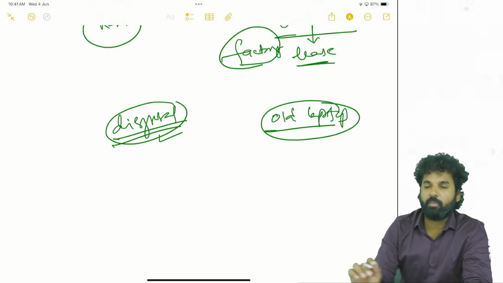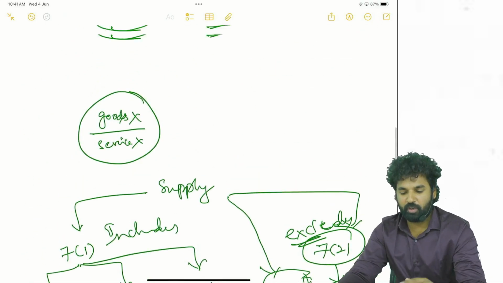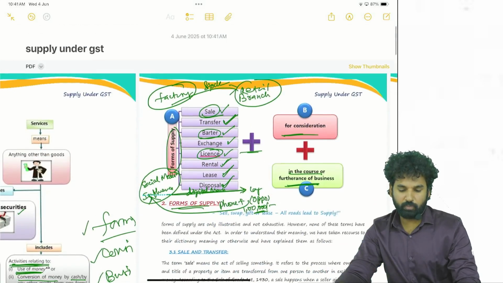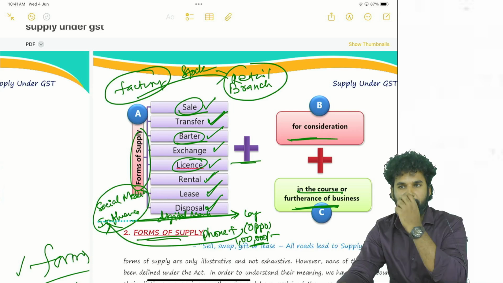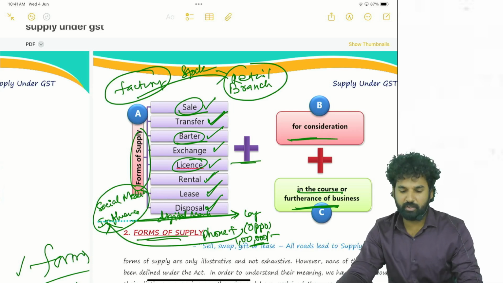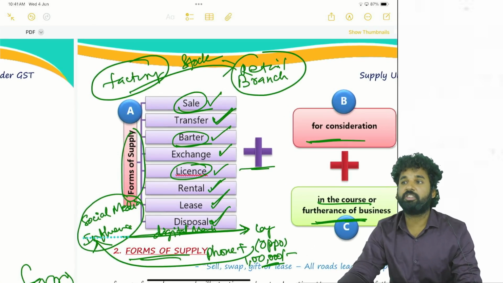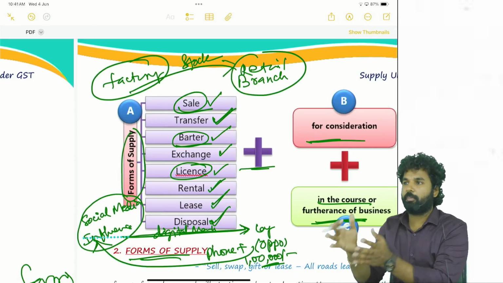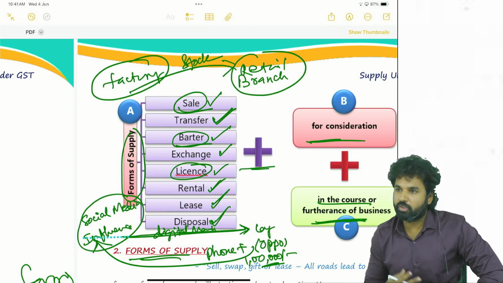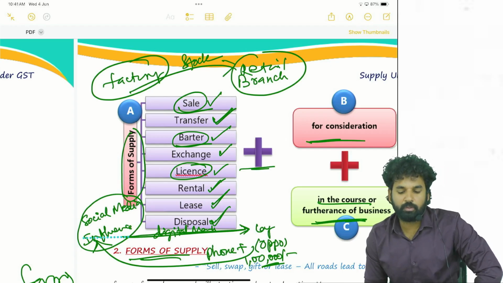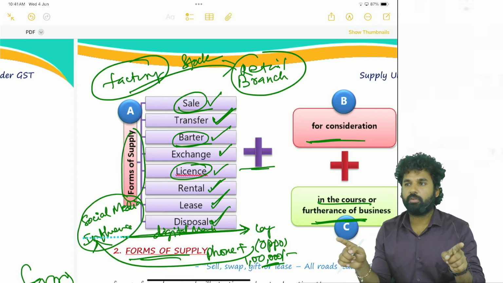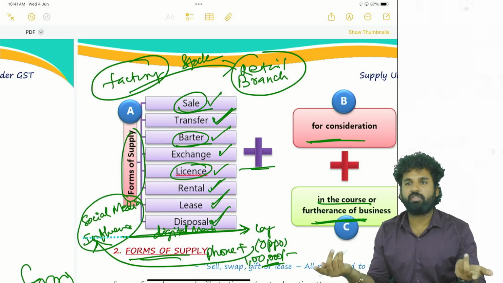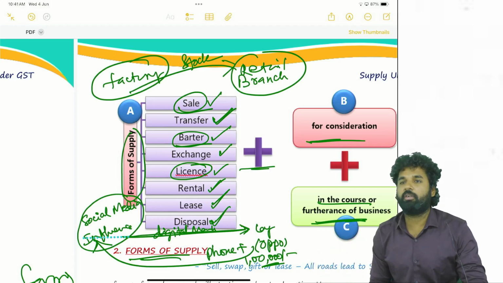So disposal is a form of supply. So we talked about sale. It is a simple transaction where the ownership will be transferred upon payment of the consideration. Next, we talked about transfer, which is a simple stock transfer from one place to another place. Okay, from our place to our place. Okay, next we talked about barter. Barter where there is an exchange of goods and goods, good and a service, service and a service, whatever it may be, but there is no involvement of cash.